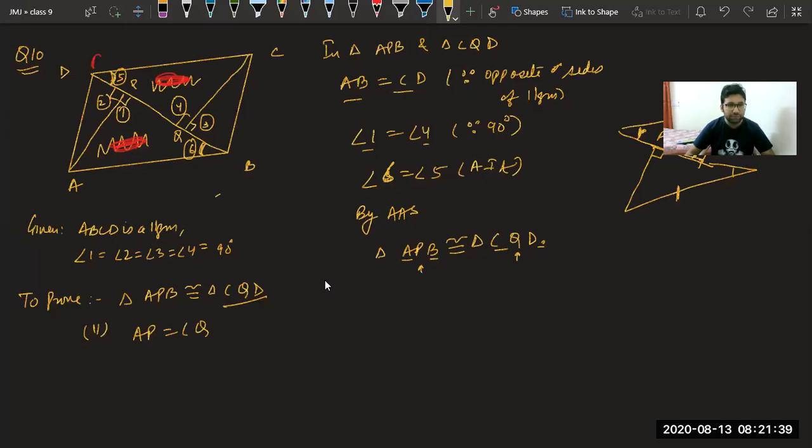How will you prove that, class? AP and CQ, if you observe, are the first and second, which is your CPCT. So AP equal to CQ because corresponding parts of congruent triangles. Mostly 6-7 students are answering, others are not answering. All of you, please try to answer, try to interact in the question. Okay.